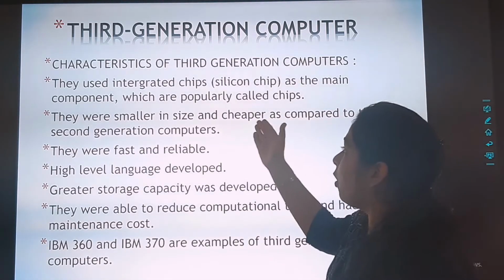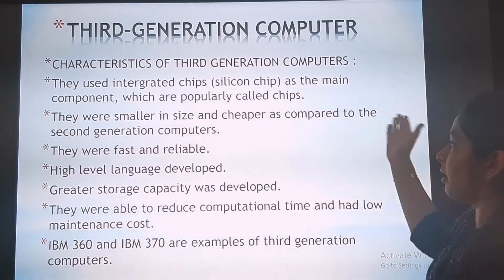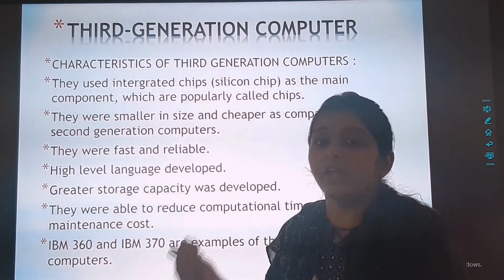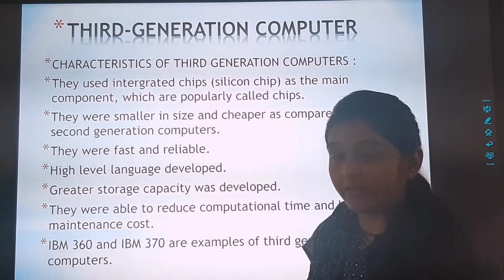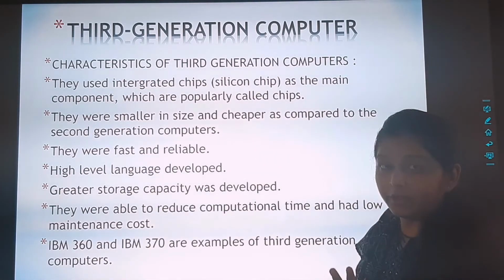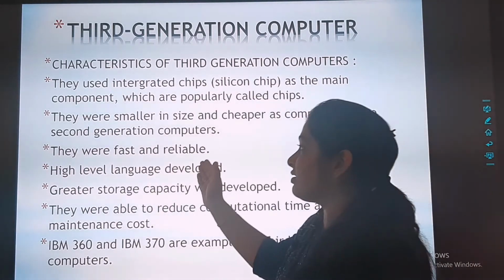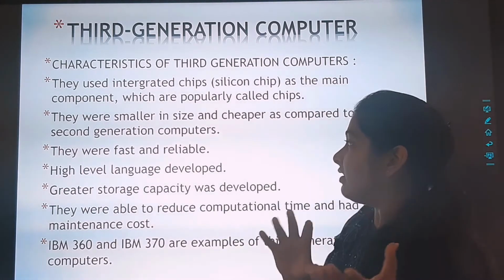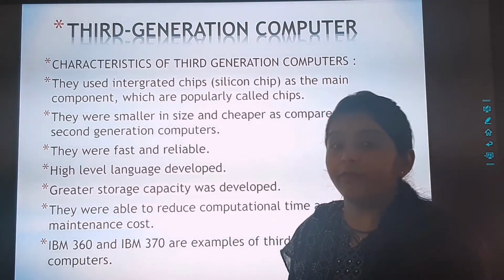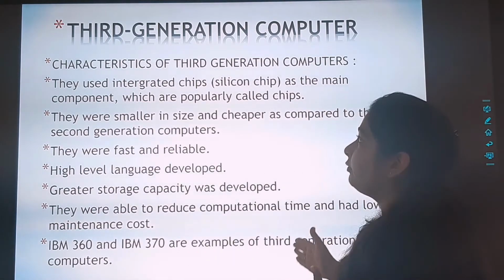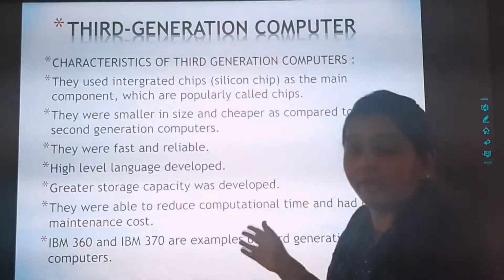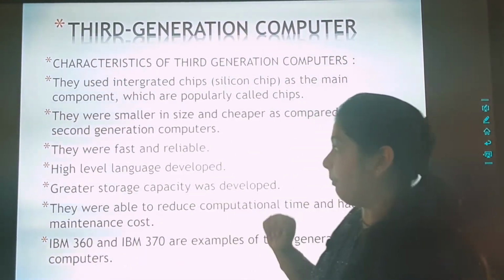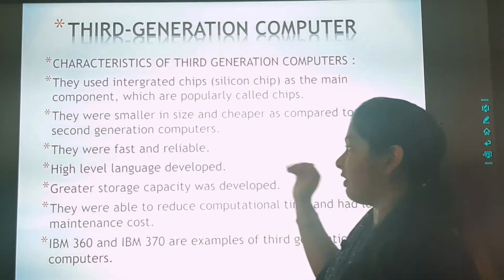Okay. They were smaller in size and cheaper as compared to the second generation computers. Now, second generation के comparison में वो और भी ज़्यादा छोटे थे and cheaper थे. Okay? They were fast and reliable, same as the second generation computers. जैसे हमने वहाँ पे comparison किया था first generation से, यहाँ पे हम third generation computers को किससे compare करेंगे? With the second generation. They were fast and reliable, high level language developed.